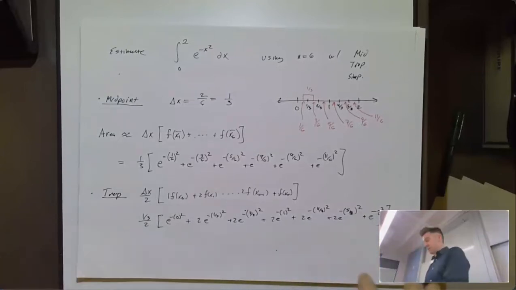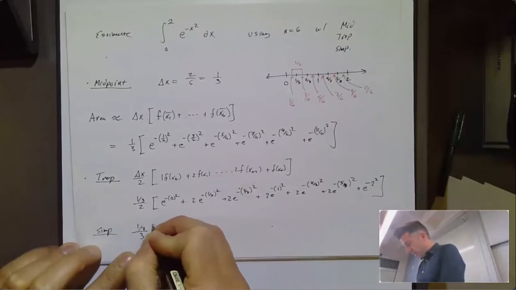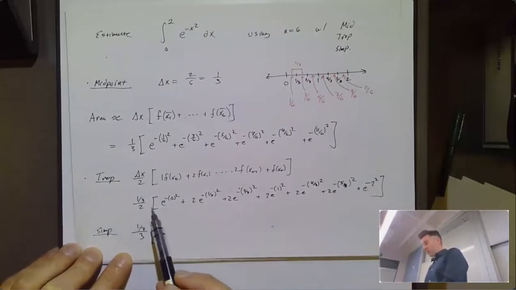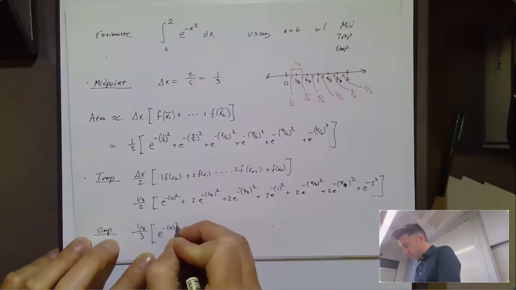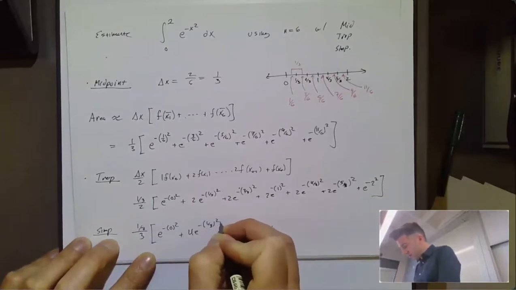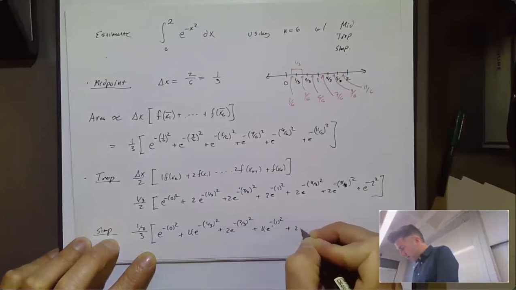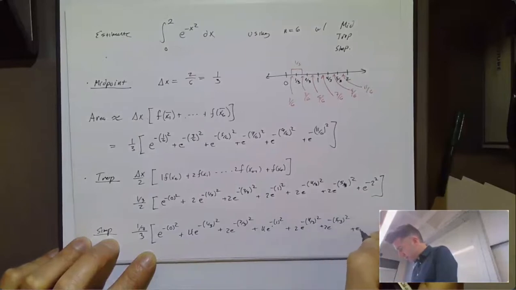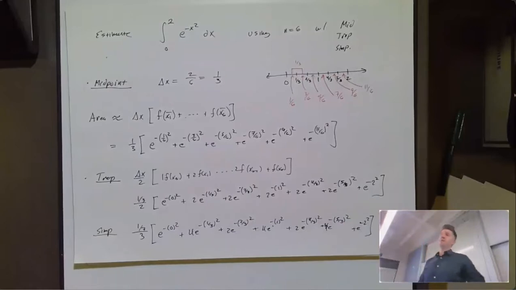And then Simpson's rule would be very much the same idea. Simpson's rule is going to be your delta x divided by 3, and then it's going to be almost the same thing I've written here, except instead of 1 2 2 2 2 2 2 2 2 1, it's going to be 1 4 2 4 2 4 2 4 2 4 1, which I guess I'll write out, even though it seems silly. Oops, that should be a 4. All right. Great. So that's how you estimate these things.